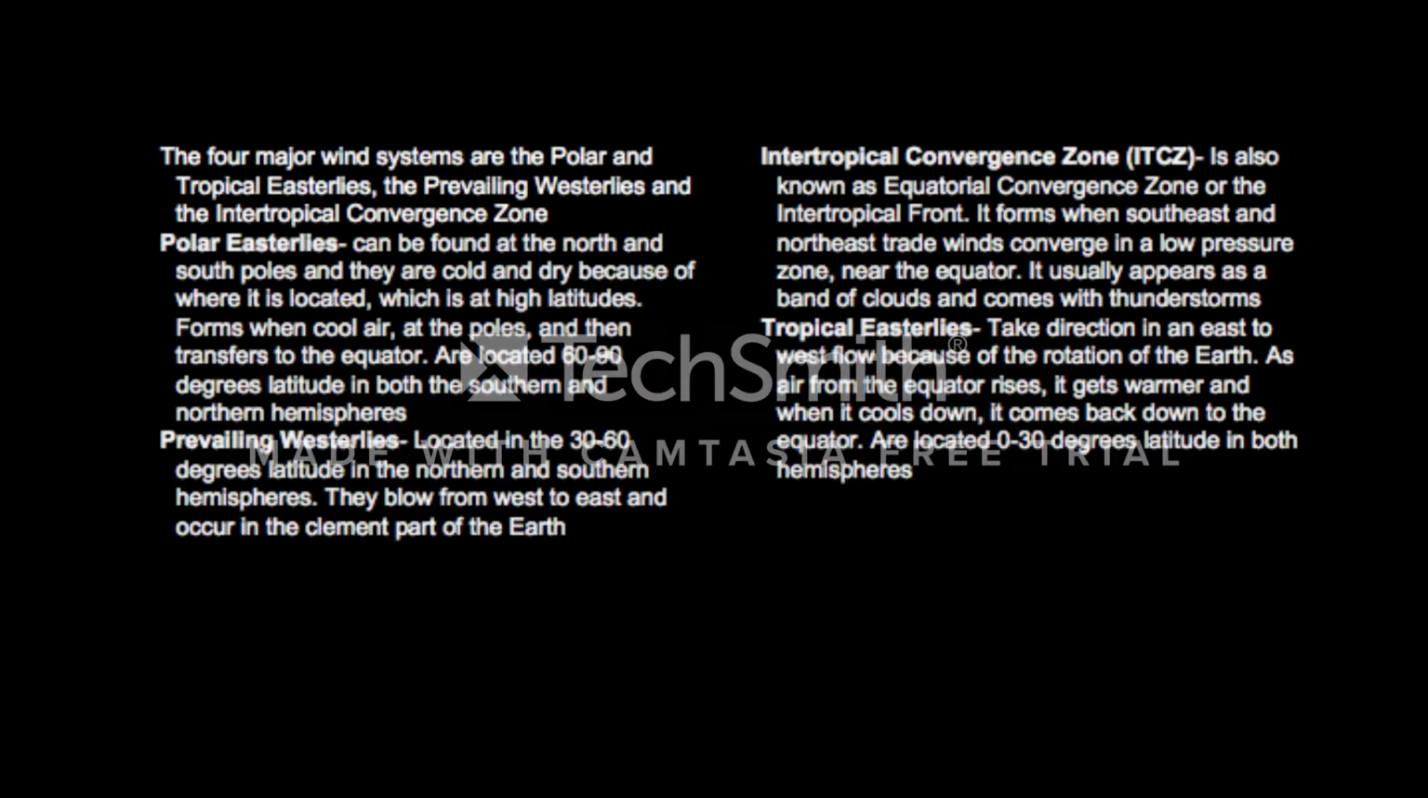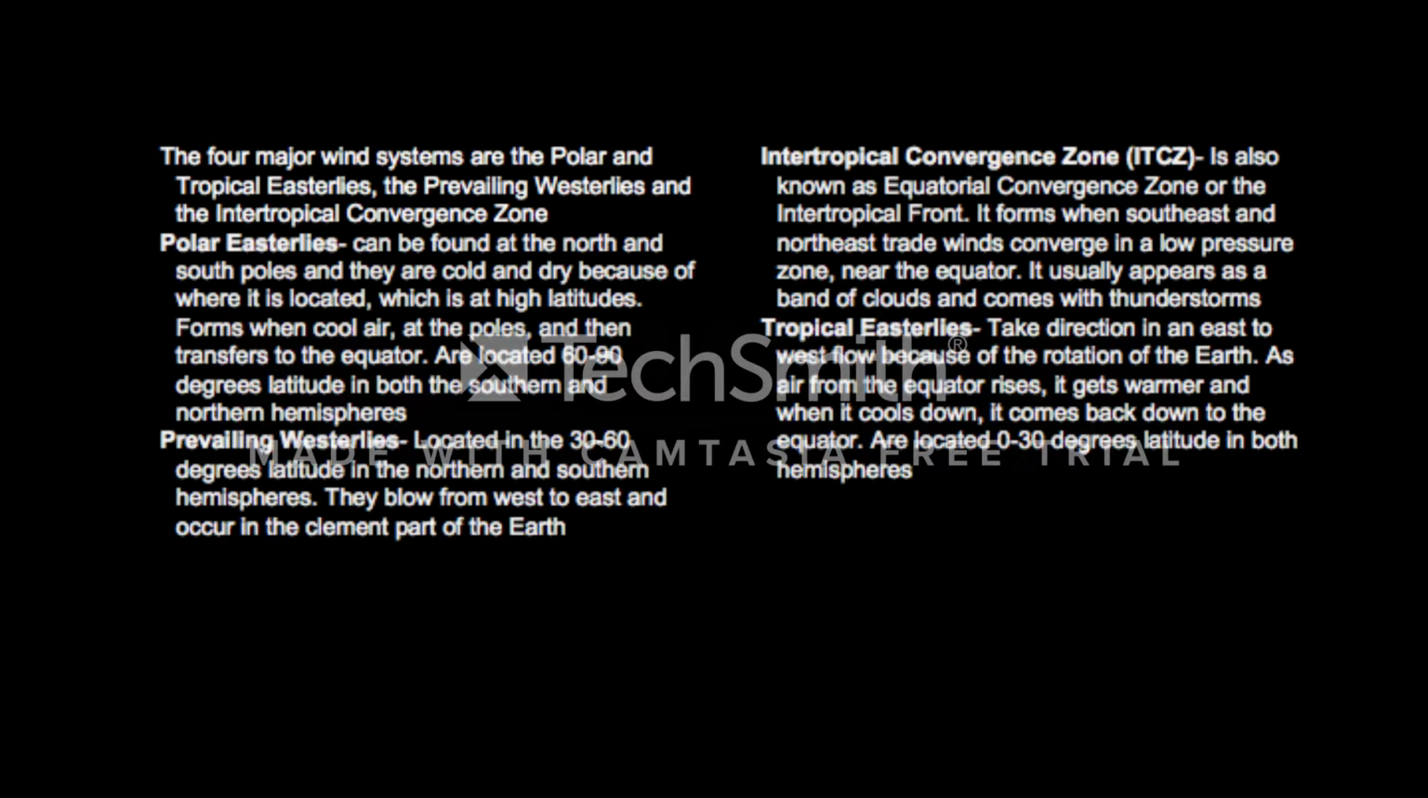Polar easterlies. They can be found at the north and south poles, and they are cold and dry because of where they are located, which is at high latitudes. They form when cool air at the poles moves and then transfers to the equator. They are located 60 to 90 degrees latitude in both the southern and northern hemispheres.